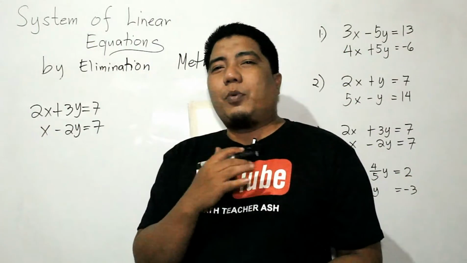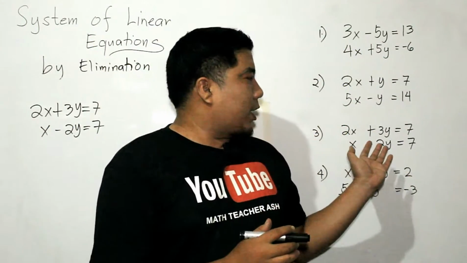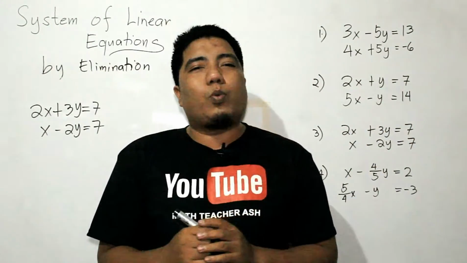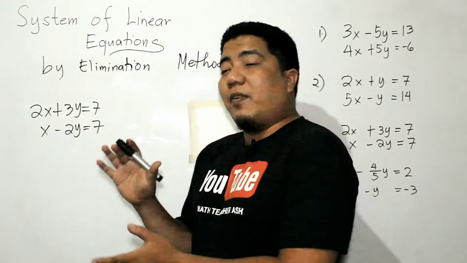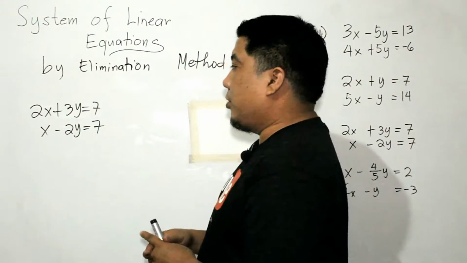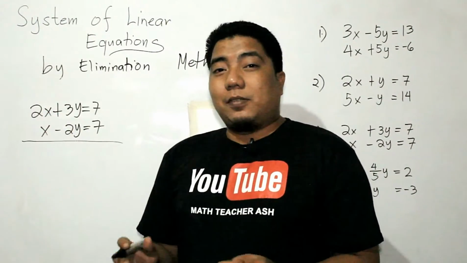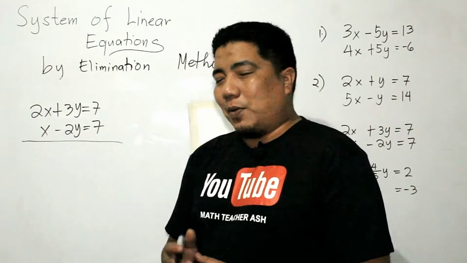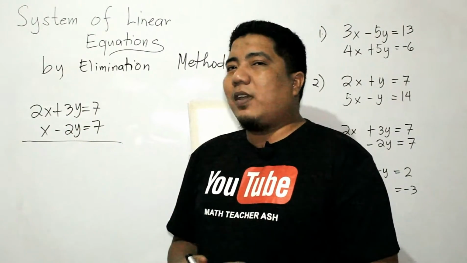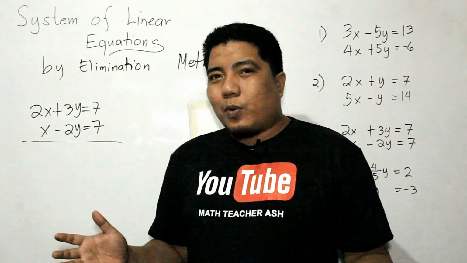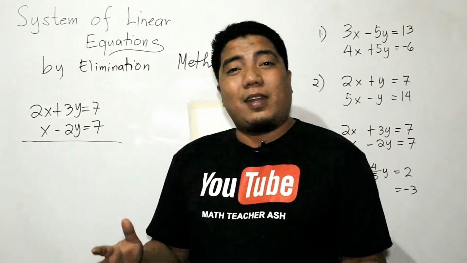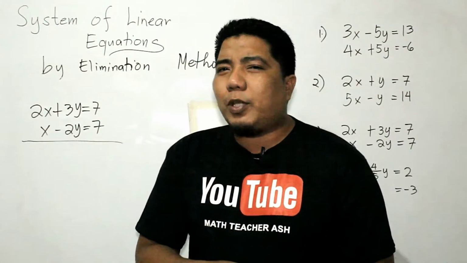Okay, math learners, in our third example, we have 2x plus 3y is equal to 7, and the second equation is x minus 2y is equal to 7. Now, I have written it here, and now we will try to apply our elimination method. 2x plus x, that will give us 3x. 3y plus negative 2y, that will give us positive y. Two of our variables are still there and not eliminated. So, what can we do here?